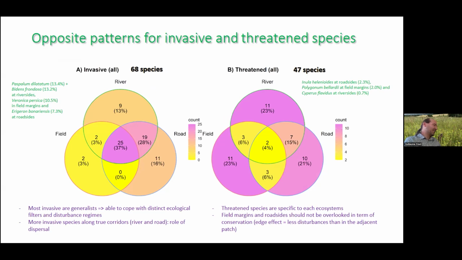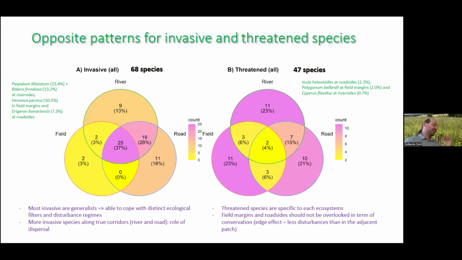It's very interesting. If you look at the two figures, you can see a completely opposite pattern between these two groups of species. On the left, you can see that invasive species are mostly shared among the three habitats, meaning they are primarily generalist species able to cope with very different ecological conditions and disturbance regimes. While in contrast, endangered species are mainly specialists of the three habitats.